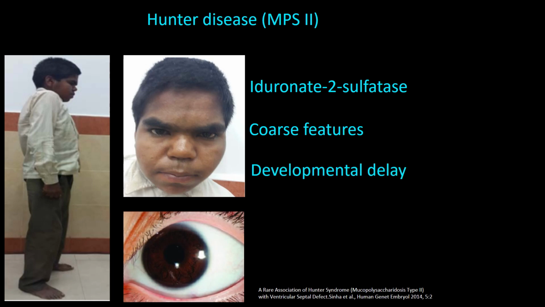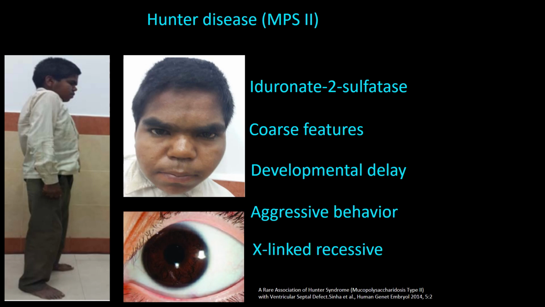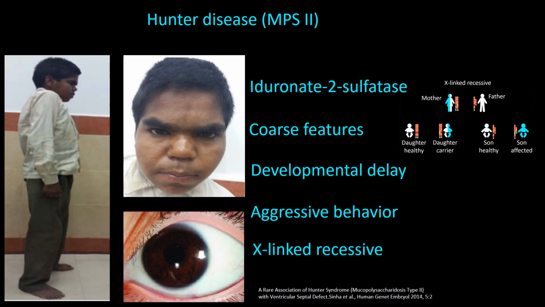Development is delayed, but again, definite signs of developmental delay are not apparent in the first year of life. Behavior is usually aggressive. This is an X-linked recessive disorder. Hence, when the mother has the gene, preconceptional chances are that one of 2 daughters will be carriers and one of 2 sons will have the disease, whereas if the father has the disease, all daughters will be carriers and both sons will be healthy.